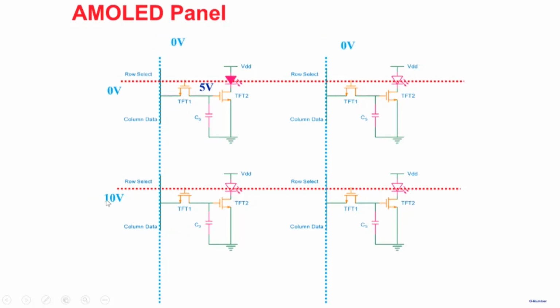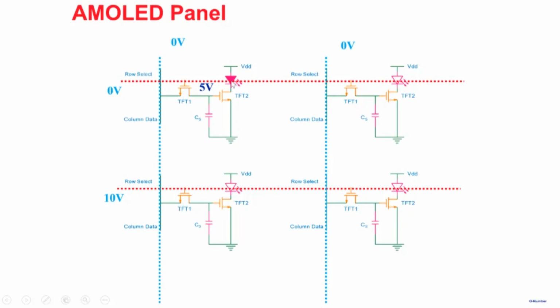So now we go to the next row. When we go to 10 volts here, we are selecting the next row. Now what is important is to look at what has happened to the first row. When the first row is off, the TFT is off, the transistor is off. And this 5 volts that you put on this capacitor stays there because there's no path for the capacitor to discharge. So this 5 volts stays there, and it will keep on causing current to flow and the LED remains on.